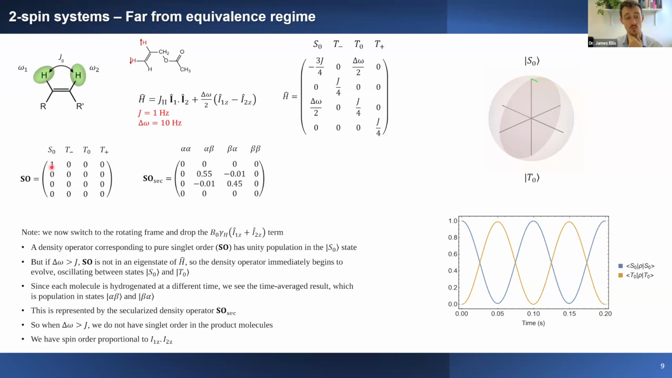So if we start with full population in the singlet state, we have these very large terms that connect S0 and T0 on the off-diagonal. And so we'll see immediate evolution between the singlet state and the triplet zero state. That's represented here in a simple animation, and then that's plotted down here. So we see that if we hydrogenate a molecule, the protons are initially in a singlet state, and then that evolves over time. So after some time, the probability of finding those protons in the singlet state has decreased.